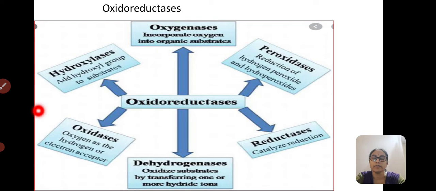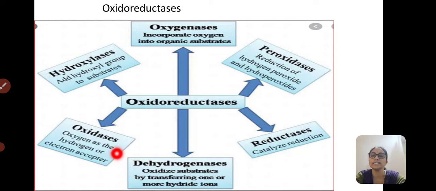We saw in our first session there are so many types of oxidoreductases. These redox reactions take place in the form of oxygenases, that incorporate oxygen into the organic substrate, that is called oxygenases, the catalyzing enzymes. And peroxidases, reduction of hydrogen peroxide and also hydroperoxides, releasing the H plus and OH minus ions. And reductases, which catalyze reduction reactions.